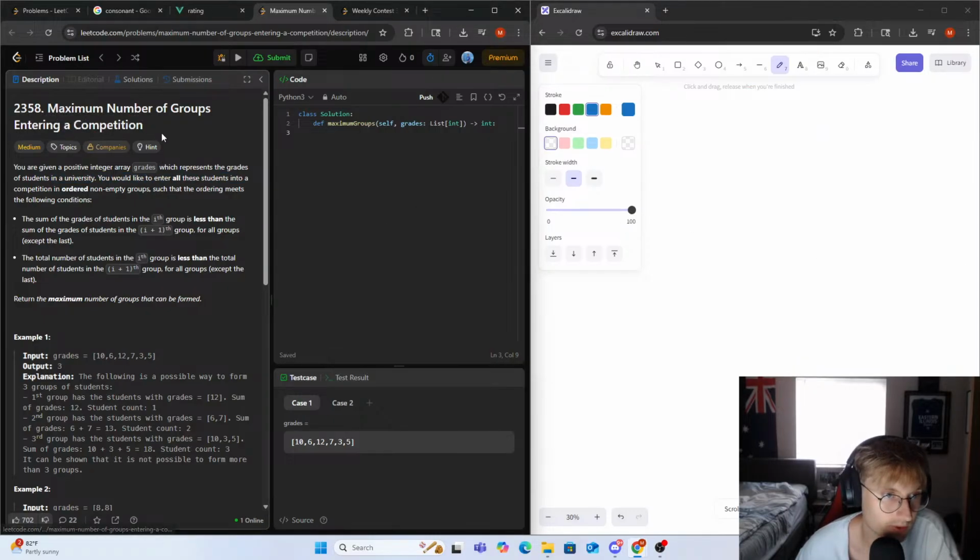So 2358, maximum number of groups entering a competition. You're given a positive integer array grades, which represents the grades of students in a university. You would like to enter all these students into a competition in ordered non-empty groups, such that the ordering meets the following conditions. The sum of the grades of the students in the ith group is less than the sum of the grades of the students in the i+1th group. Okay, so I have to read this a little slower because I have a slow brain.